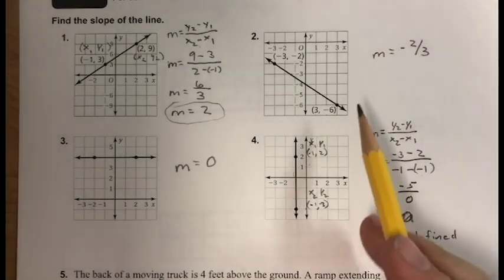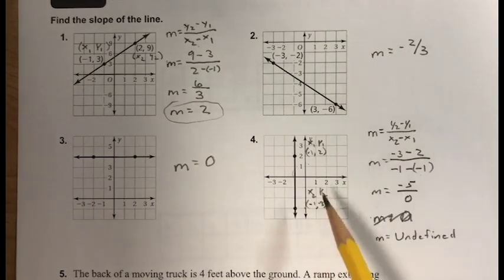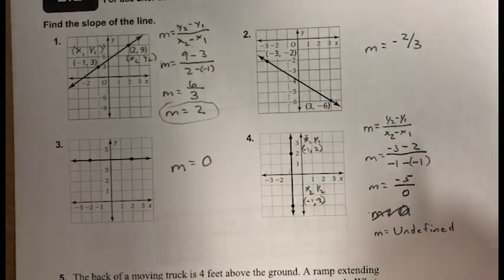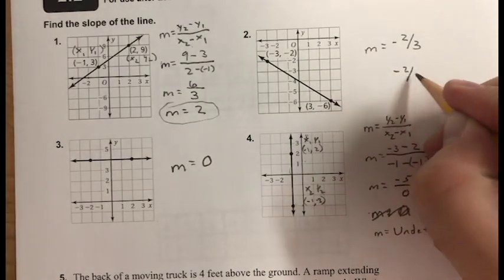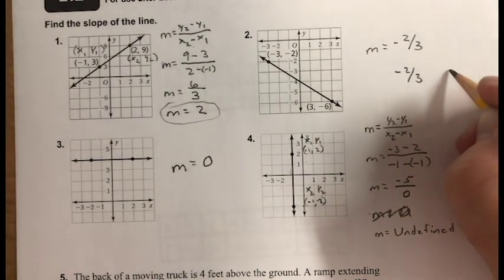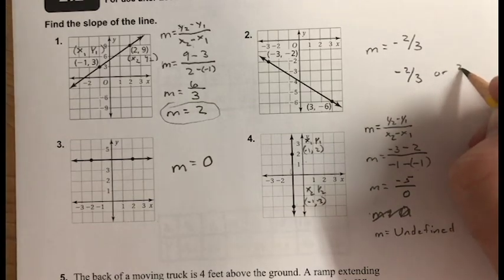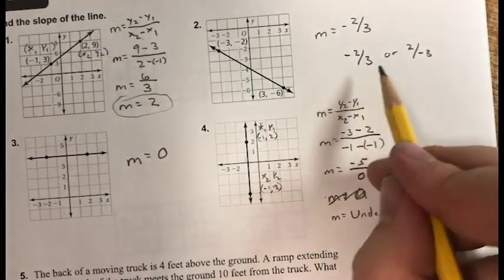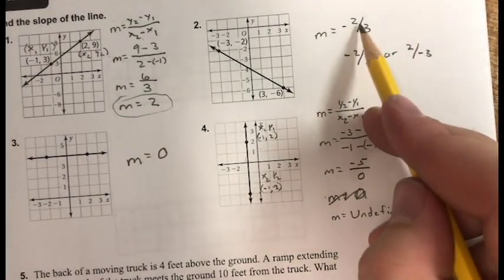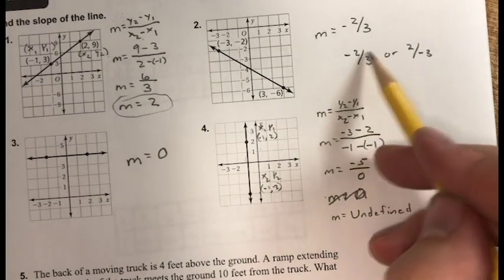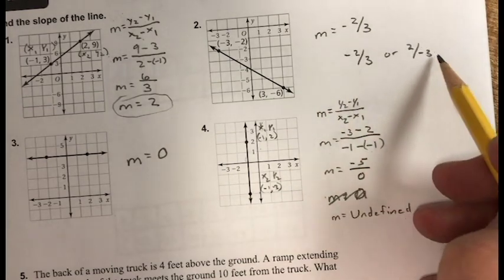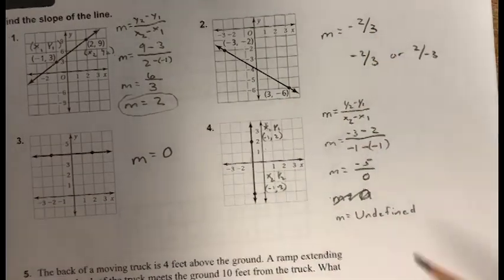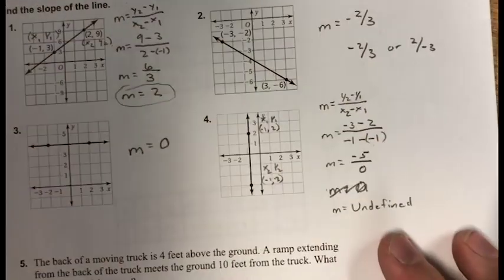What you should have got for number 2 was that your slope would be -2/3. Now it is possible, depending on how you did it, you may have gotten -2/3, or you may have gotten 2/-3, depending on how you set your problem up. And both of these are literally -2/3. -2 divided by 3 or 2 divided by -3, all are the same slope, okay? Just kind of keep that in mind, all right?